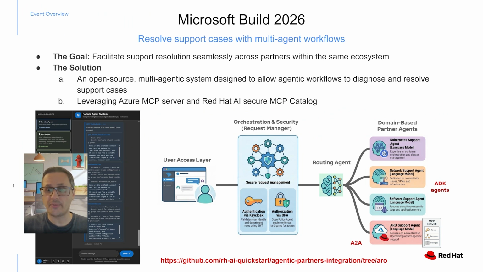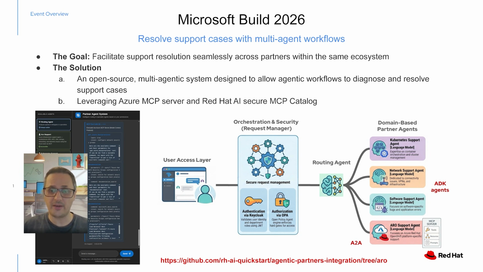What are we going to address in this demo? We're going to facilitate a support resolution across different partners within the same ecosystem. We created a simple yet powerful open source multi-agentic system that is designed to allow agentic workflows to diagnose and resolve problems. We're leveraging the Azure MCP server and Red Hat AI secure MCP catalog within this solution.